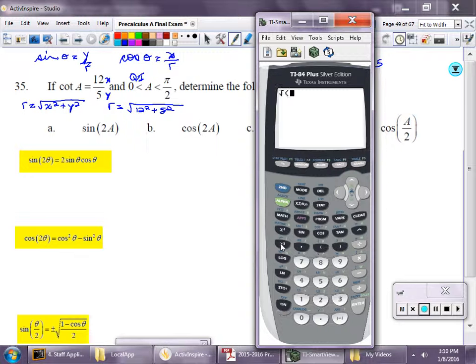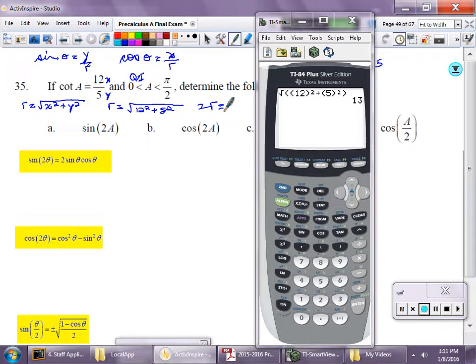You have to use the calculator defaults by opening a set of parentheses. You will have to put in that value of x, which is 12. Close the parentheses, square it outside. This calculator has a delay, so I just want to make sure you see that the square has to go outside. And then we need to put plus the second value, which is 5. Close the parentheses, square it. And then you want to close it for the entire radicand. And press enter. And r is equal to 13. We are ready to rock and roll.